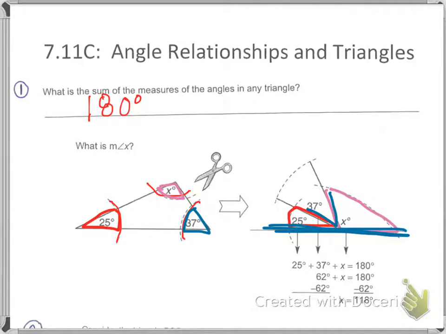So the way that you could solve that is you take 25 plus 37 plus X and you equal 180. Well, you can combine like things. So we can combine our like degrees. So we get 62 and we subtract 62 from 180, and that will tell us how much X is. And we can plug X in to see if it works. 25 plus 37 is 62 plus 118. Is that 180? It is.